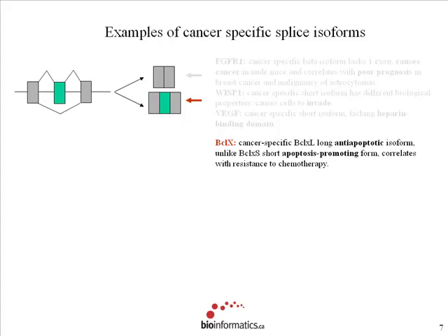Then you can see that there may be a situation where in cancer you have an inclusion of alternative exon. And that happens in the classical example of this in the BCLX gene, where there are two isoforms. The short isoform is normal and it's pro-apoptotic. And the long isoform, including the alternative exon, is anti-apoptotic. And it correlates with resistance to chemotherapy.